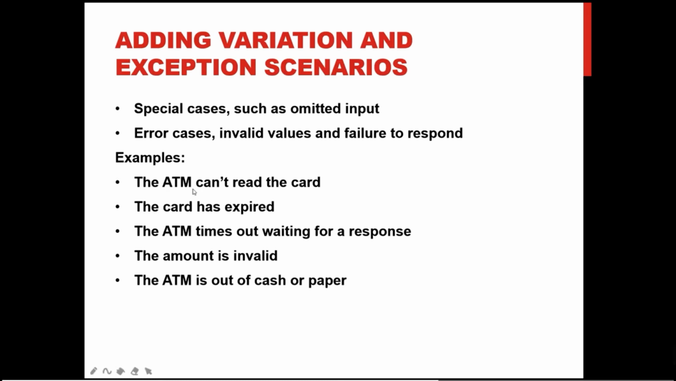For example, the ATM can't read the card. You can write a scenario for this kind of condition, and you can also write a scenario for the card being impaired, or the ATM timing out waiting for a response, and so on. This is very important for an application, because the actors are not a part of the system. Their behavior is not under the control of the application, so the application must be robust.